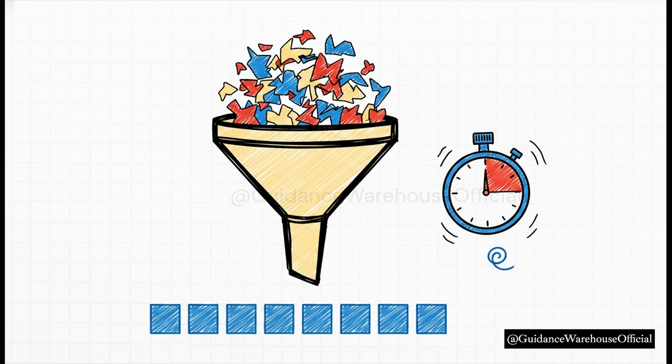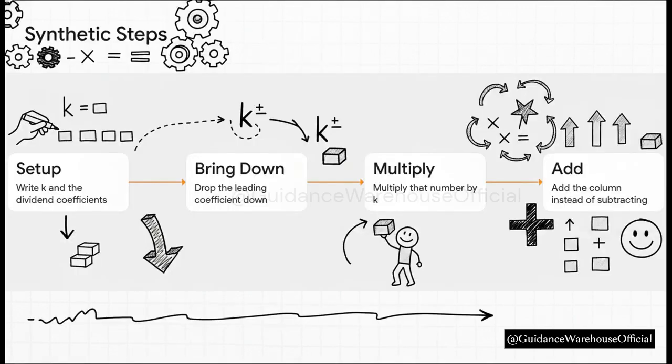By totally stripping away all the variables and just focusing purely on the coefficients, we can knock these problems out in a fraction of the time. Let's check out the synthetic steps. They are wonderfully simple. Instead of doing all that subtracting, we just change the sign of the divisor. So if the divisor is x - 3, our k value becomes a positive 3.